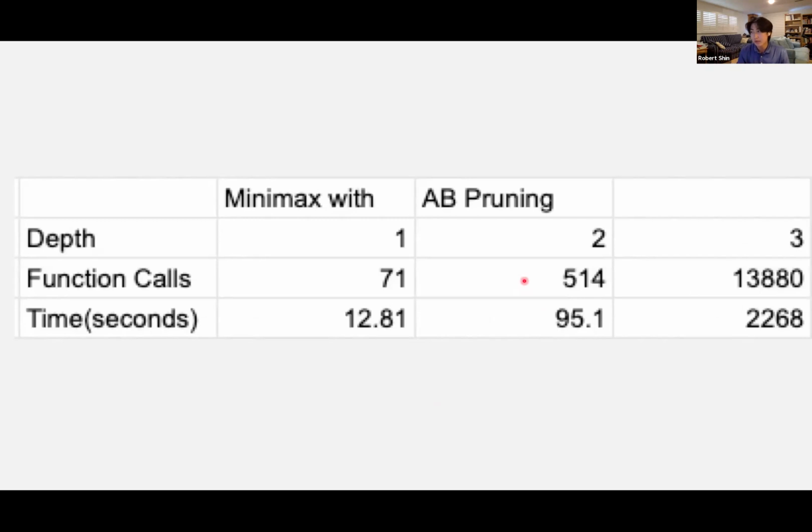And so this is called alpha beta pruning. This is minimax with alpha beta pruning. That is just a method of pruning that I use.